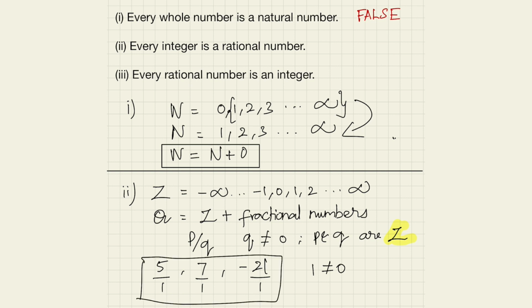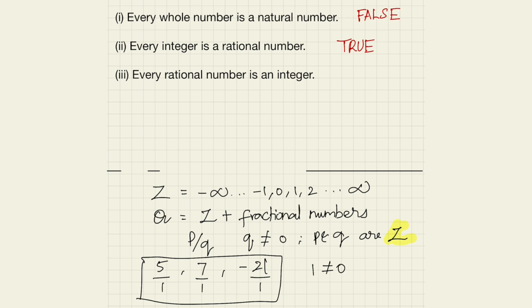All these are in the form of p divided by q where q is not equal to 0. So all these are in fact rational numbers. So the second statement here is true. Okay, so I'm just going to clear what we have written already to make space for the third subdivision.